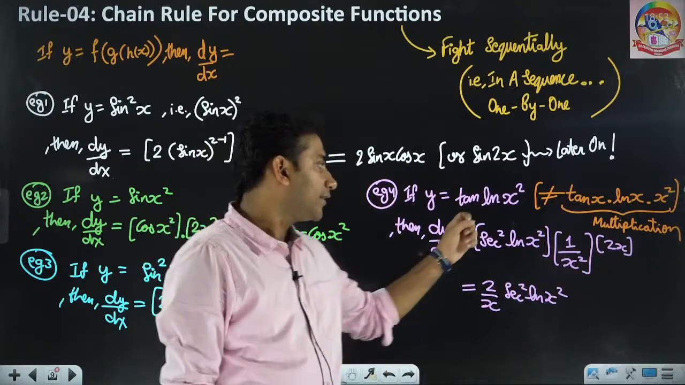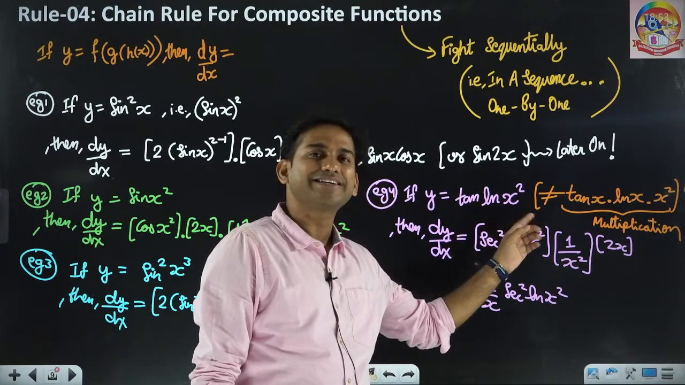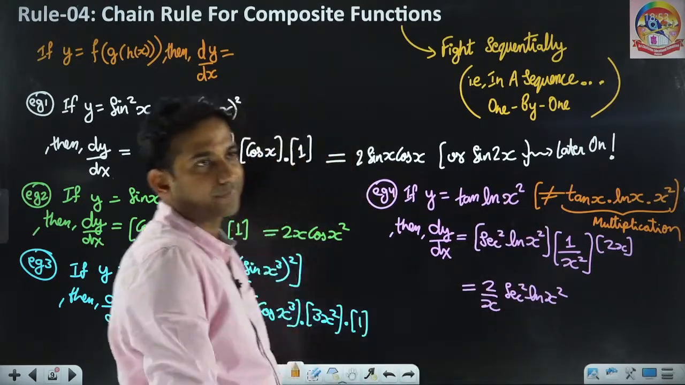If you are forgetting, let me give you a reminder. ln x's derivative is 1 by x. So ln of something has derivative 1 by something. Okay.